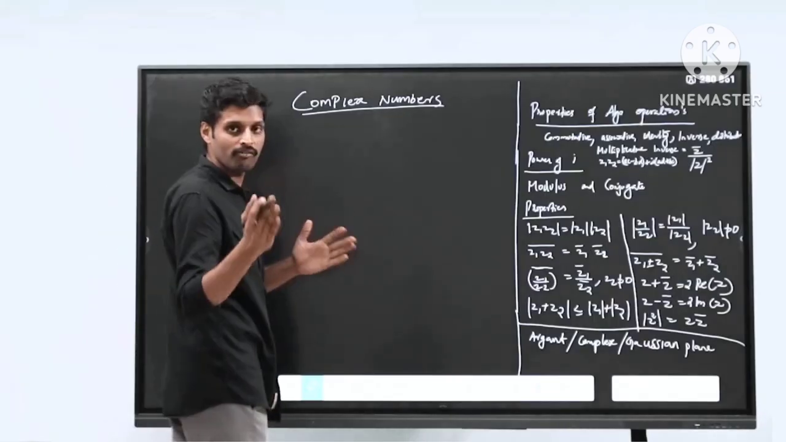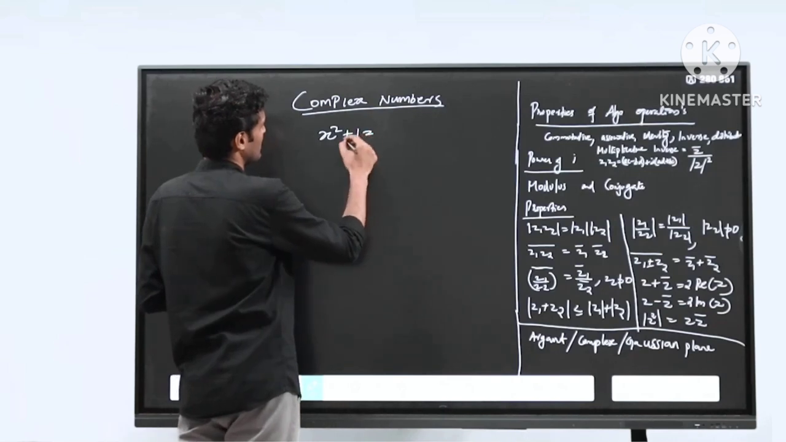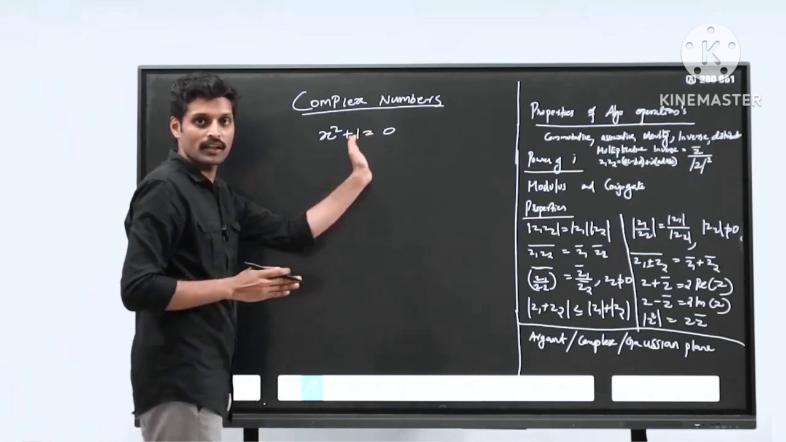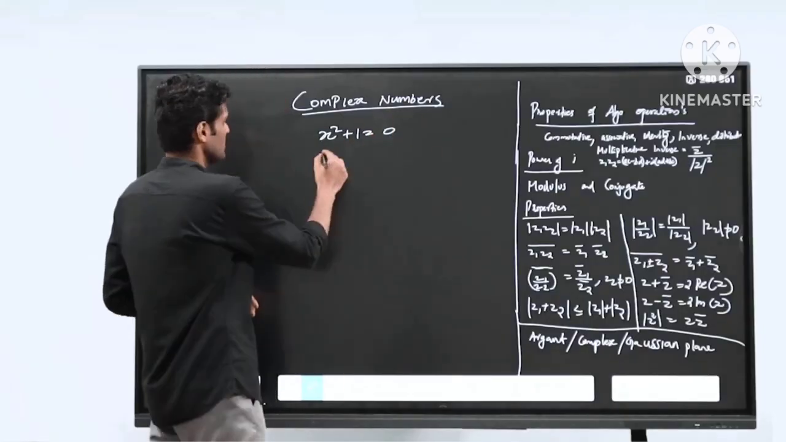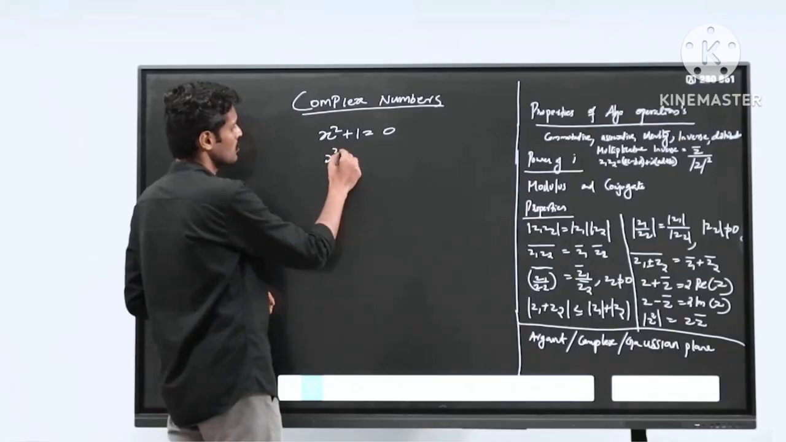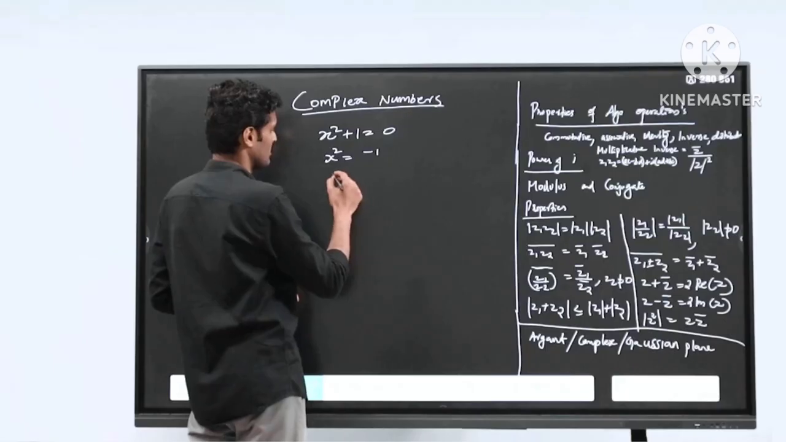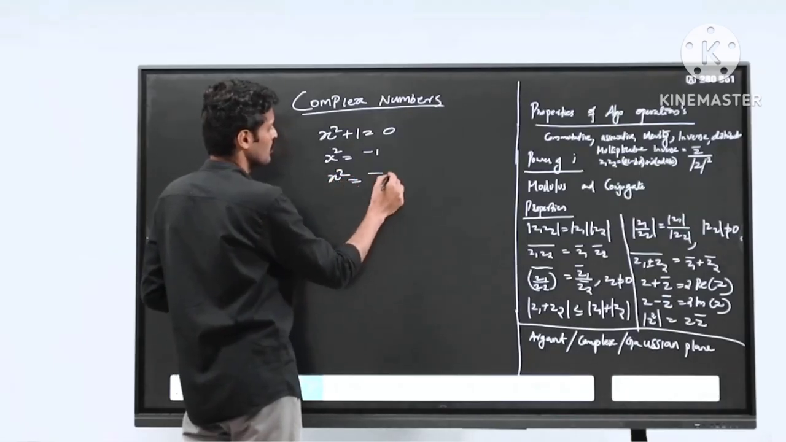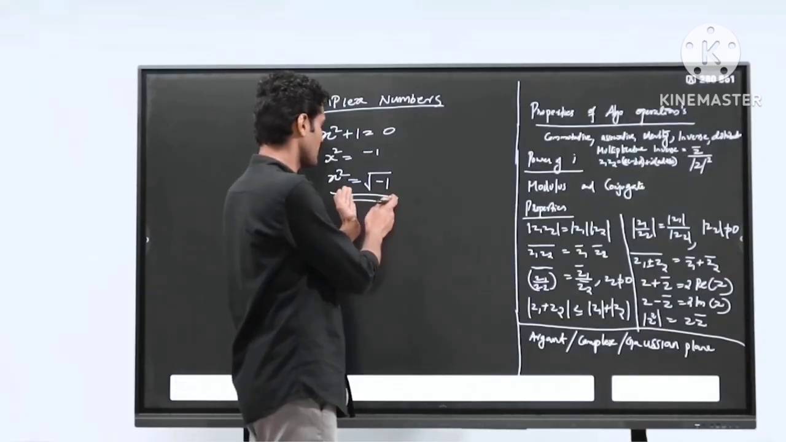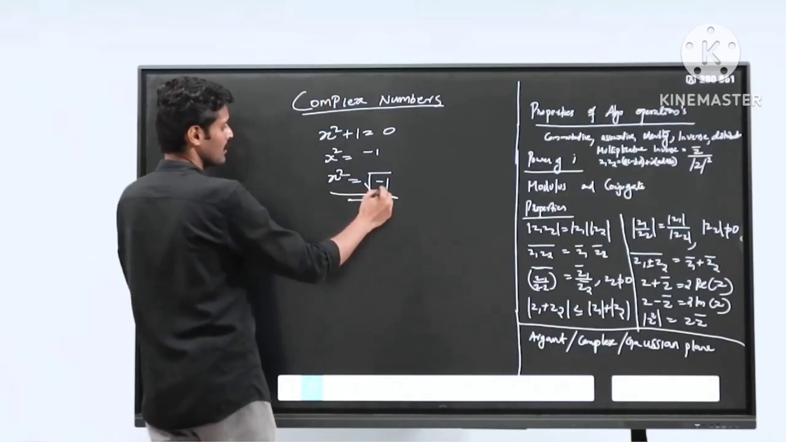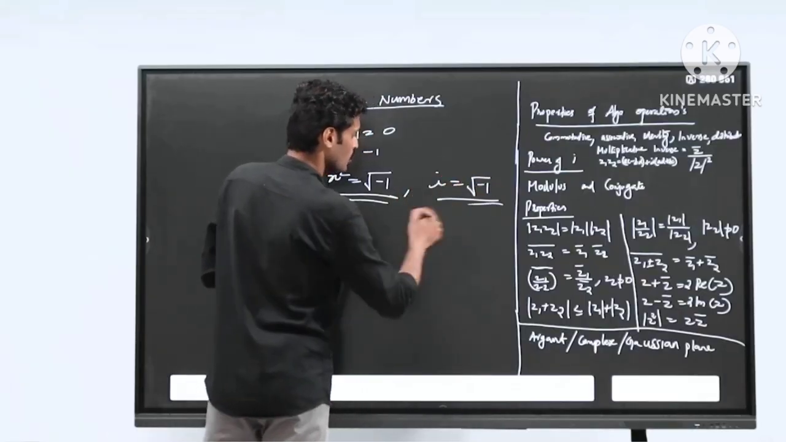We are already familiar with the quadratic equation. So what is the solution of this equation? Here it is x square plus 1 equal to 0. That is x square equal to minus 1. That means x equal to root of minus 1. So this is not defined, right? So in this case, we can write it as i equal to root minus 1.